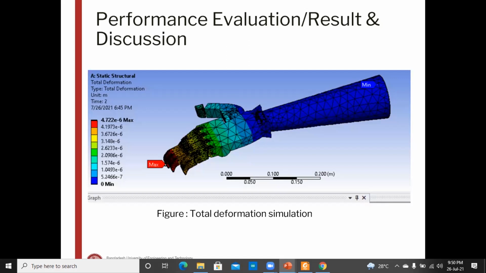This is the ANSYS analysis for total deformation simulation of our design. This deformation simulation is done for when the hand is gripping a 5 kg object. For this simulation, the boundary conditions are the elbow joint and the wrist joint is fixed support and a downward force in the palm is considered.